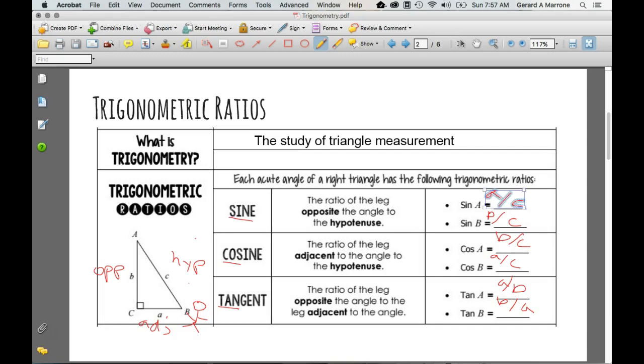If you notice, the cosine of A is the same thing as the sine of B, and the sine of A is the same thing as the cosine of B. So they kind of flip-flop back and forth here. And for our tangent, the fraction just becomes the reciprocal when we change our focal point.